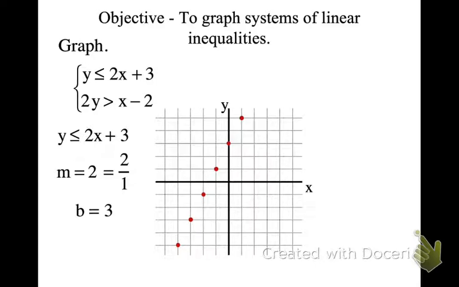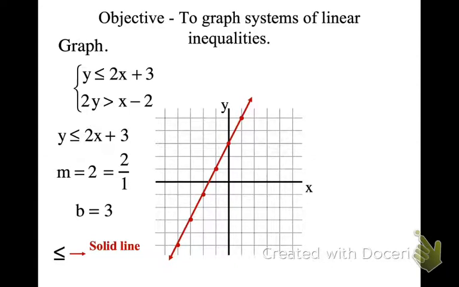Now, because this is an inequality, it's either solid or dashed. If we have less than or equal to or greater than or equal to, it would be solid. And if we have less than or greater than, it would be dashed. And since this one is less than or equal to, it's going to be a solid line.